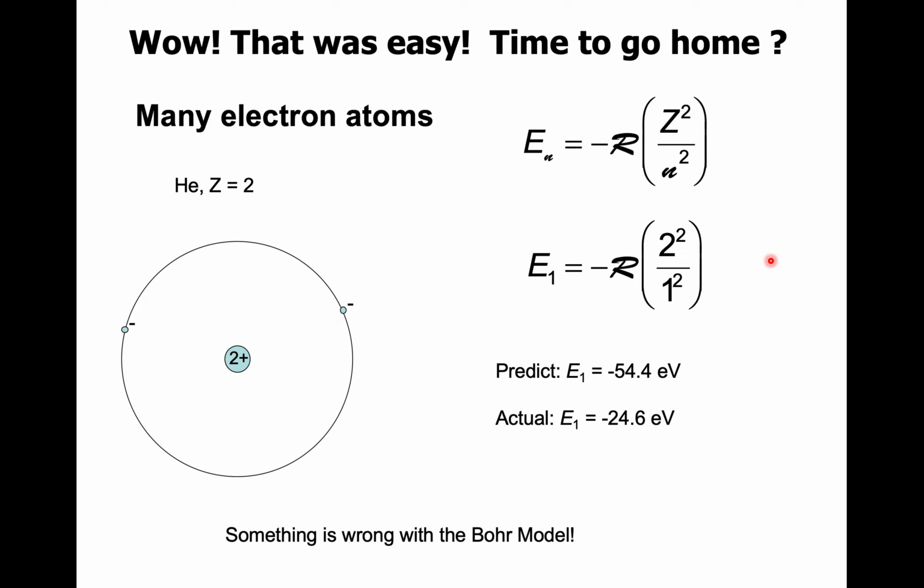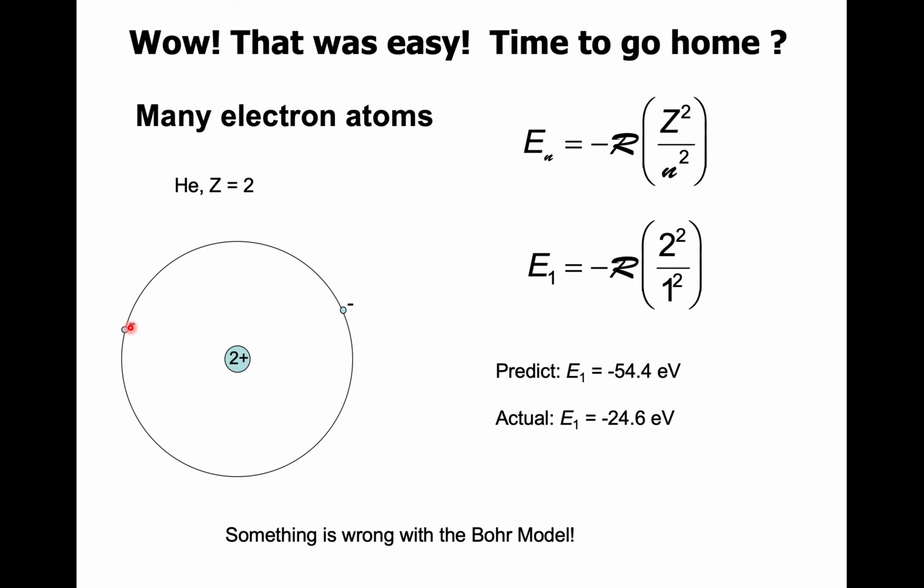If we try to use the same equation and put in double the nuclear charge for the n equal 1 level, we predict the energy to be minus 54.4 electron volts, and the actual energy is minus 24.6 electron volts.